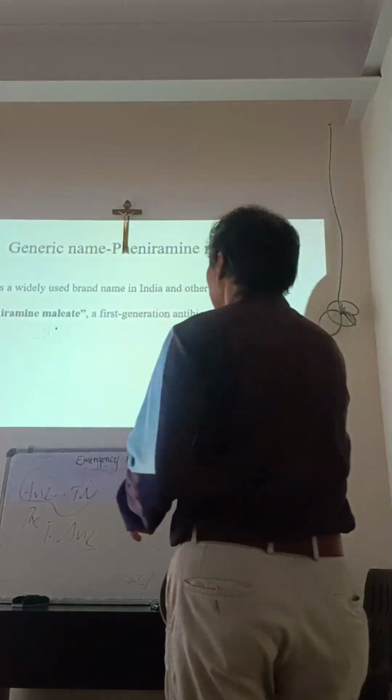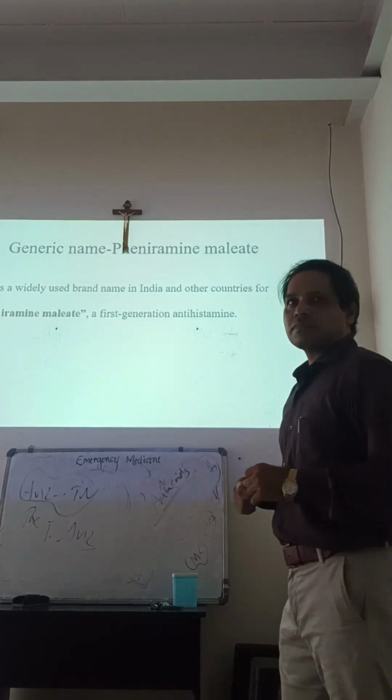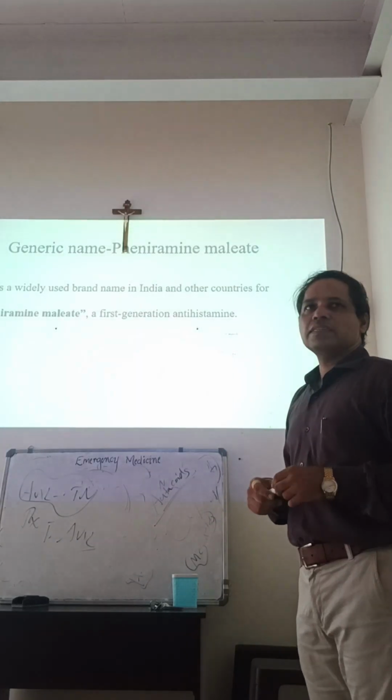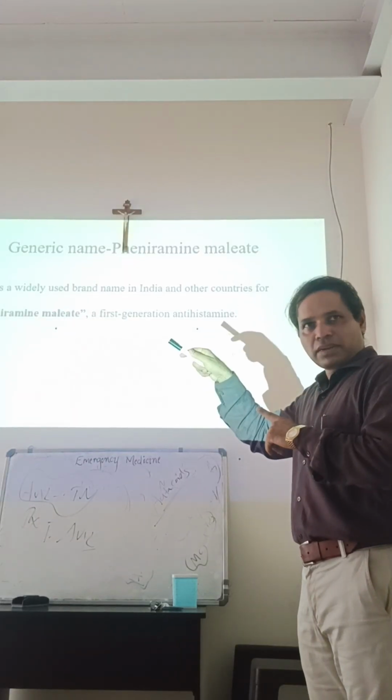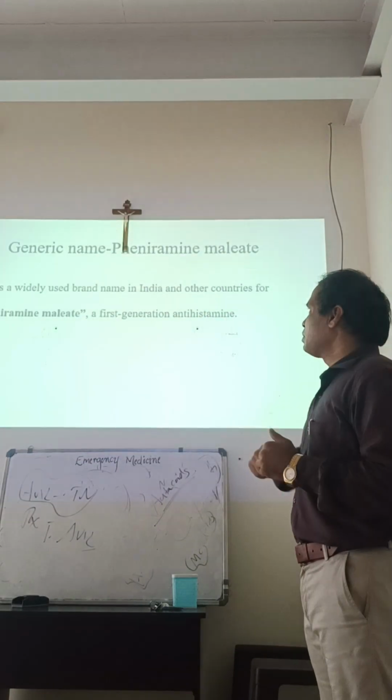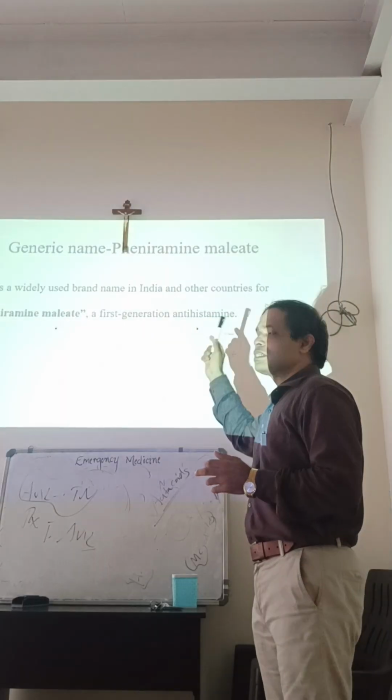What is the generic name? It is pheniramine maleate. Avil contains pheniramine maleate, like your Lasix contains what? Furosemide. Avil contains pheniramine maleate. It is a first generation antihistamine.